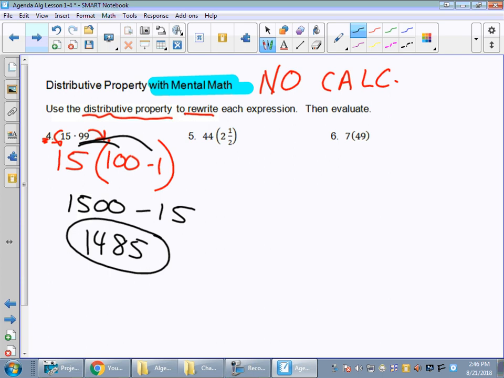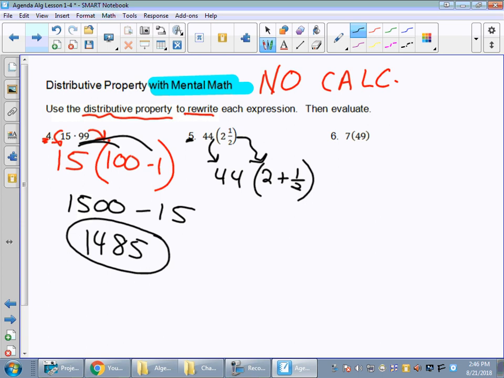Okay, let's look at the second one, number 5. On number 5, you've got 44 times 2.5. Well, we can rewrite this, let's just bring that 44 down, and we can rewrite this 2.5 and make it 2 plus 1/2. So basically what I'm doing is either adding or subtracting to get a number that we're talking about here. So 2 and 1/2, that's saying 2 plus 1/2.